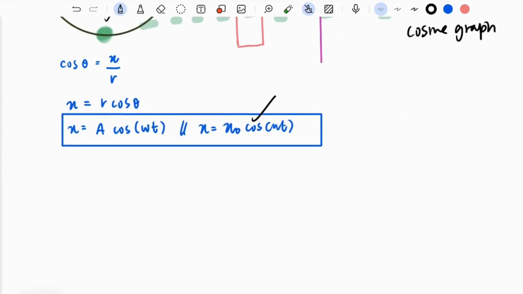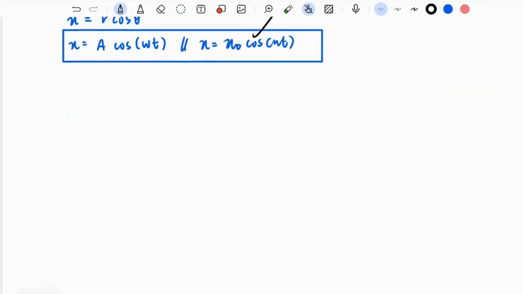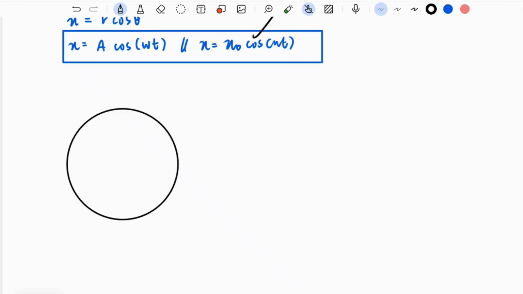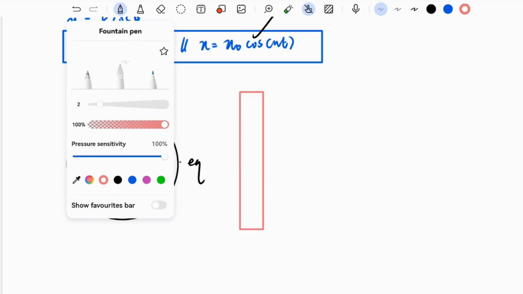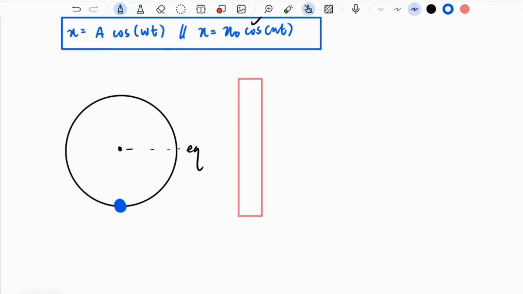Okay, let me show you. Since we're already here, let me show you how it works. I'll draw a circle. Have a center. Here, this is our equilibrium. This is our indicator. So let's say the blue dot was here, and now we're looking at the motion of the blue dot from this point to this point. This is R. This radius is also R.